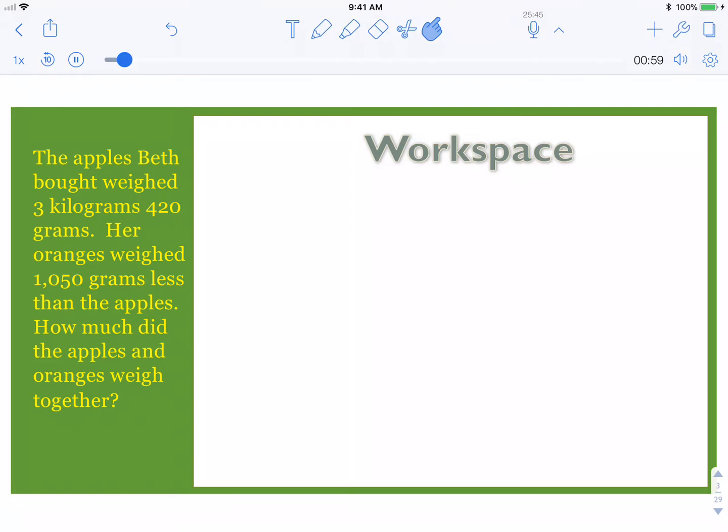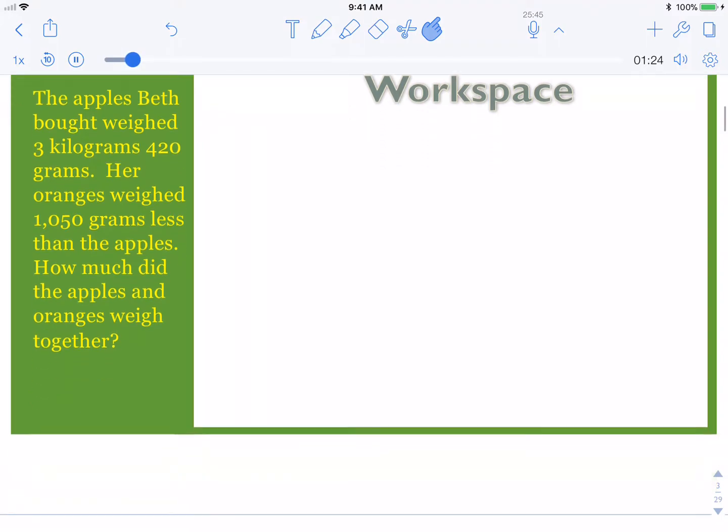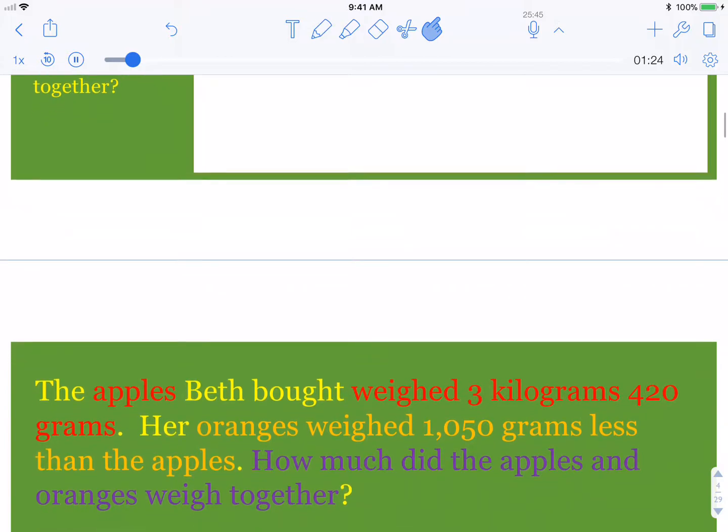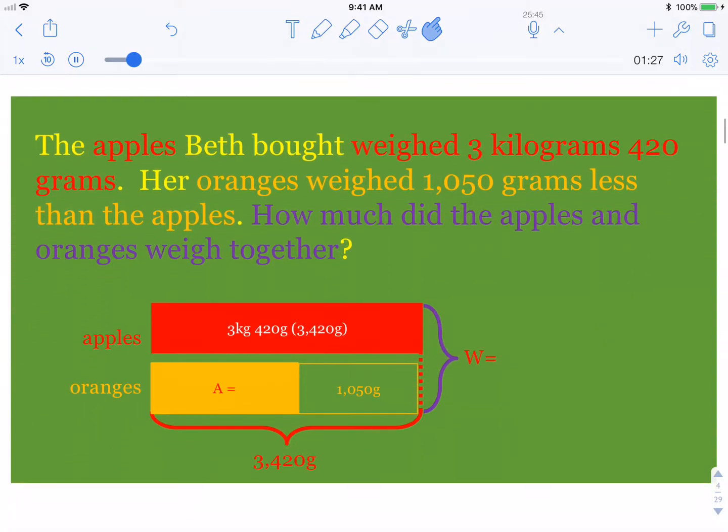Okay, so on this slide you have your workspace. The apples Beth bought weighed 3 kilograms. Okay, go ahead and highlight everything. Draw your tape diagrams, work it out, and pause this. We will go over the answer once you start the video back up again. Okay, check your work, see if it looks like mine.